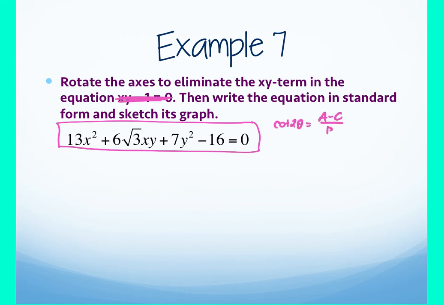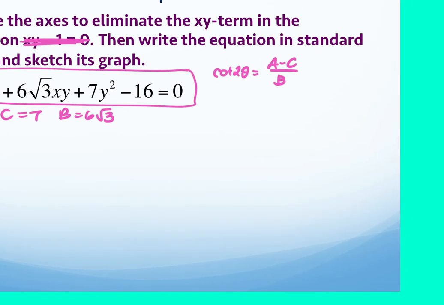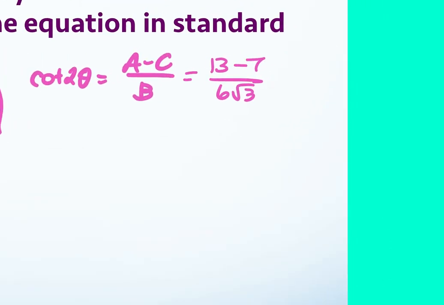Identify A, B, and C, right? So A is 13, C is 7, B is 6 root 3. Then come over here. So 13 minus 7 over 6 root 3 becomes 6 over 6 root 3, which becomes 1 over root 3. Now, normally I would say rationalize that, but we're about to flip it, so don't.